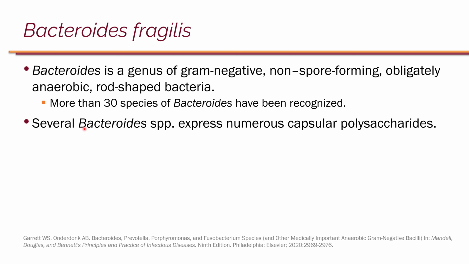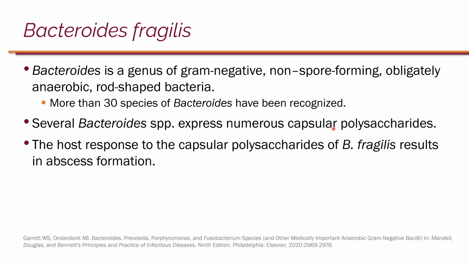And first of all, I would say that these organisms typically are part of a healthy microbiome, so normally they are not causing a problem. It is only when they cause intra-abdominal infections that it becomes a problem that needs to be treated. And this capsular polysaccharide has a role because the host response to the capsular polysaccharide of B. fragilis results in abscess formation. So that's something to keep in mind. And perhaps in the Bacteroides genus, Bacteroides fragilis, or B. fragilis, is the most famous one.